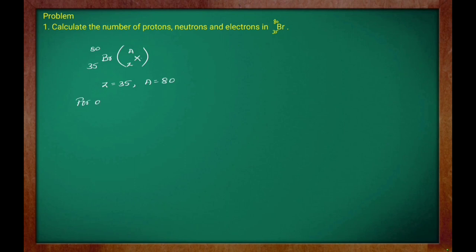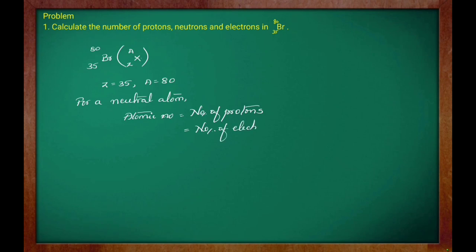So for a neutral atom, we have atomic number equal to the number of protons. This is true in whatever case of an atom, whether it is neutral or not. And the number of protons is equal to the number of electrons for a neutral atom, and therefore the number of protons as well as the number of electrons are equal, and this is equal to 35. So we have found the number of protons as well as the number of electrons.